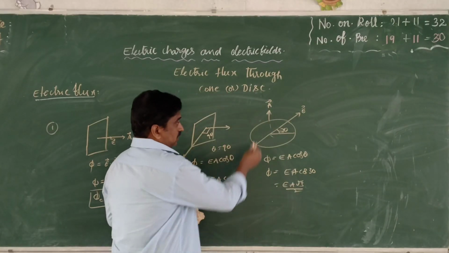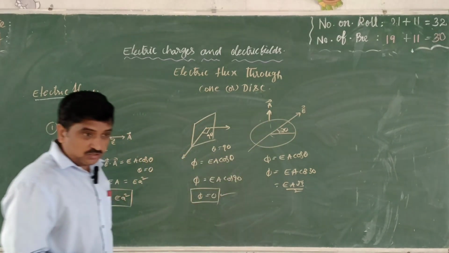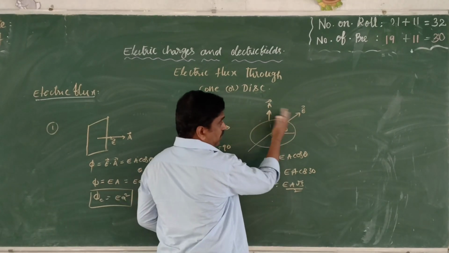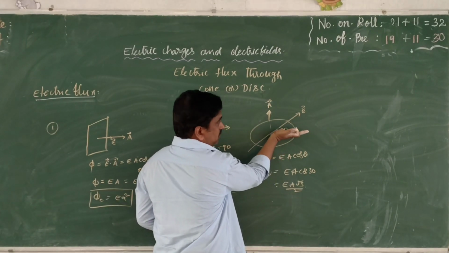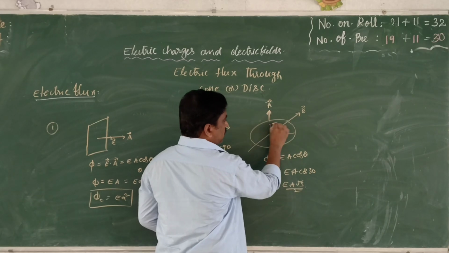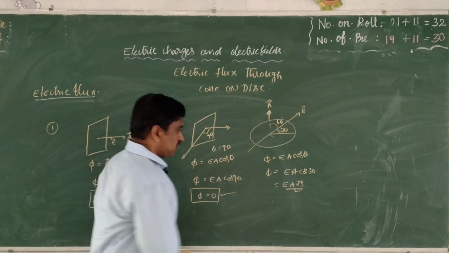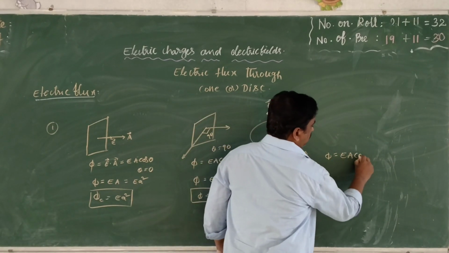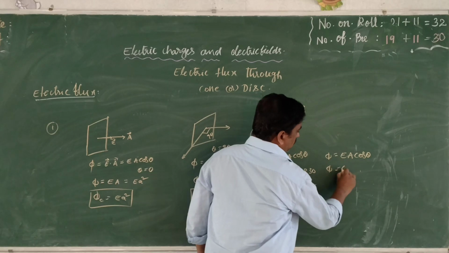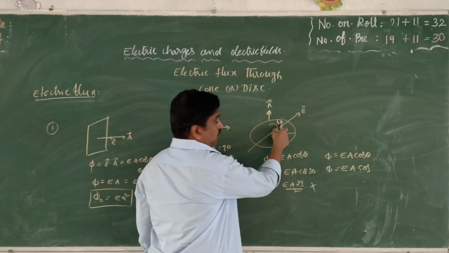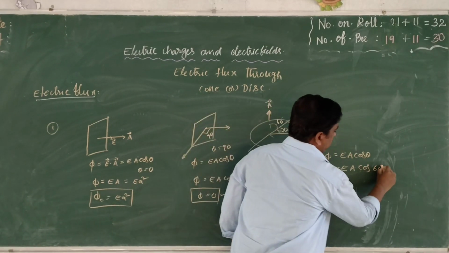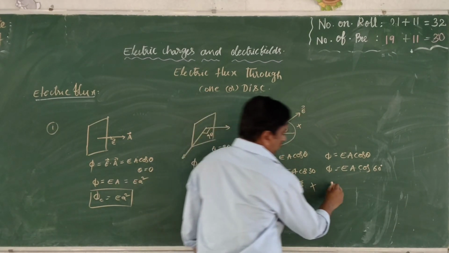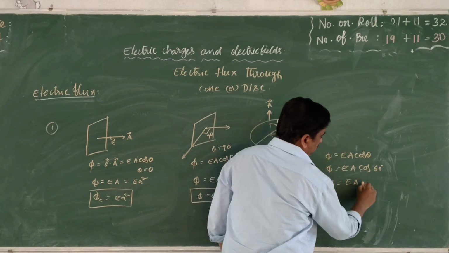Because see, this is the direction of the area vector. What is flux? The number of field lines passing perpendicular to the plane surface. Perpendicular to the plane surface means this angle we can take, 60 degrees. That's why it is wrong. We can write flux equals EA cos theta, here 60 degrees, so cos 60, not 30. So flux equals EA cos 60, which is 1 by 2.